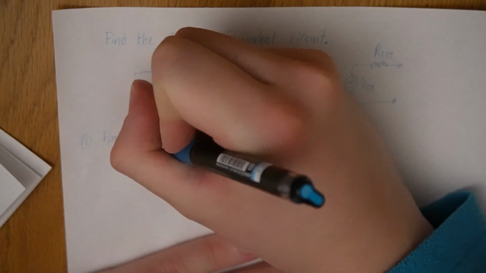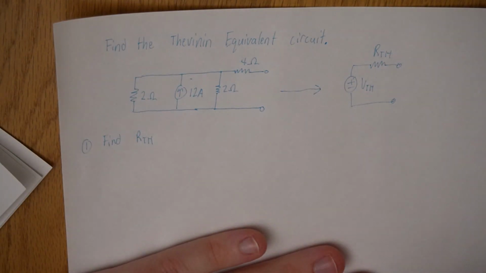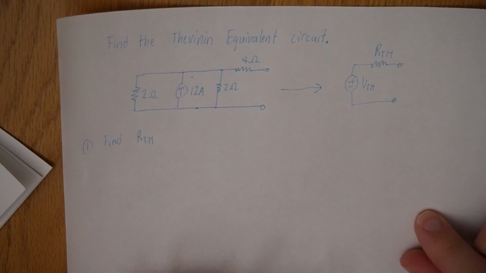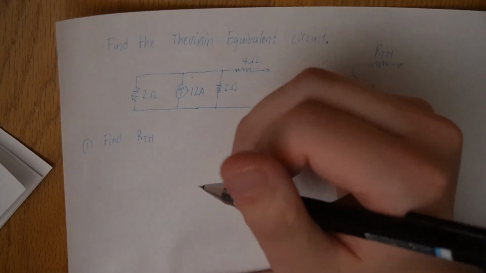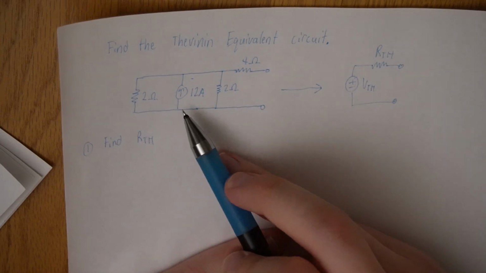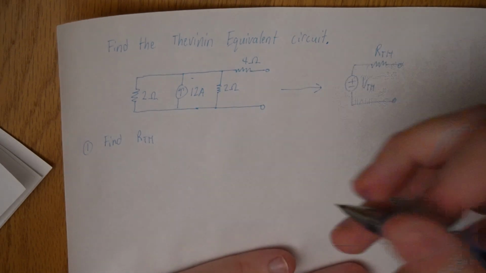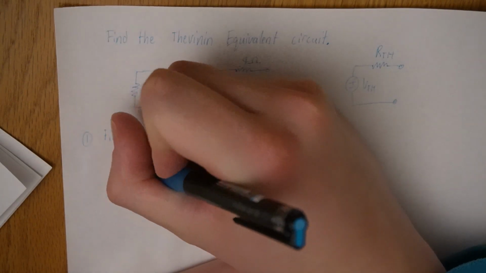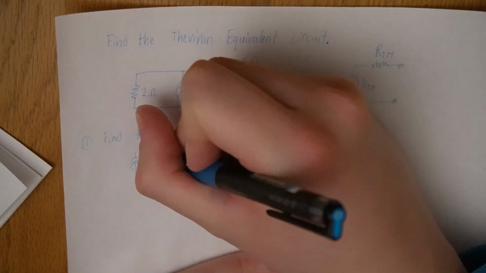Find RTH. Now, how do we find RTH? We have to terminate all the sources. In this circuit we have a single current source. So what we're going to do is turn that into an open circuit.